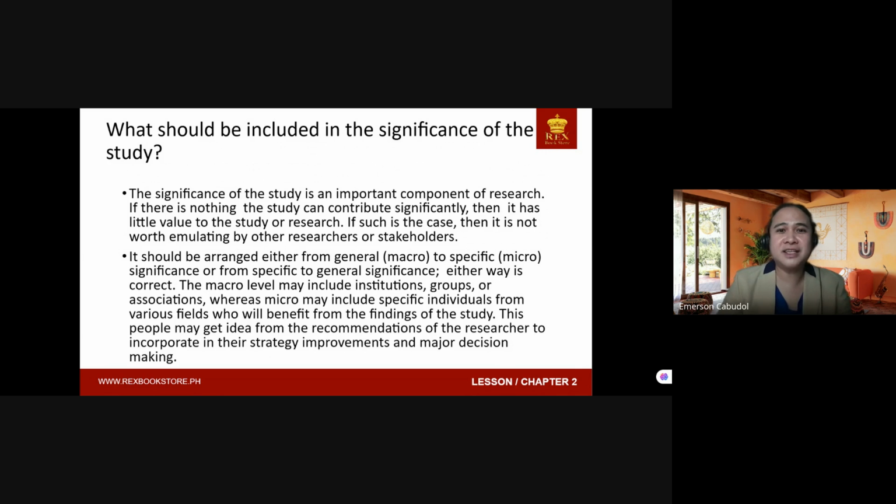The significance of a study outlines its potential contributions and value, making it worthwhile for others to emulate. The explanation can move from broad or macro to narrow or micro impacts, or vice versa. The zoom lens approach, for example: let's say a study investigates the effectiveness of a new customer service training program on customer satisfaction in a retail chain.